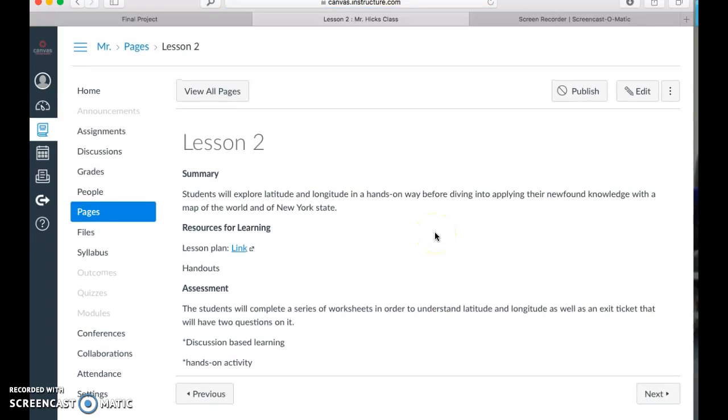Lesson 2 for the third standard. I used discussion-based learning in a hands-on activity, and during this lesson the students were going to explore latitude and longitude in a hands-on way before diving into applying their newfound knowledge with a map of the world and of New York State. And for the assessment, the students were going to complete a series of worksheets in order to understand latitude and longitude, as well as an exit ticket that would have had 2 questions on it.